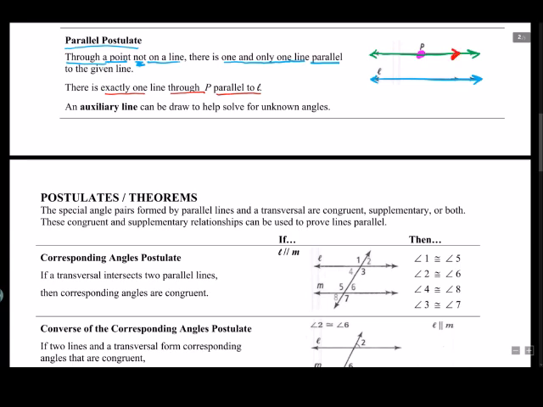And we mark parallel with little arrow marks. That's how we know lines are parallel. If we're told they're parallel, we put those marks on. If we see those marks, we know the lines are parallel. What this allows us to do is draw an auxiliary line that can help us solve for unknown angles. We like parallel lines.